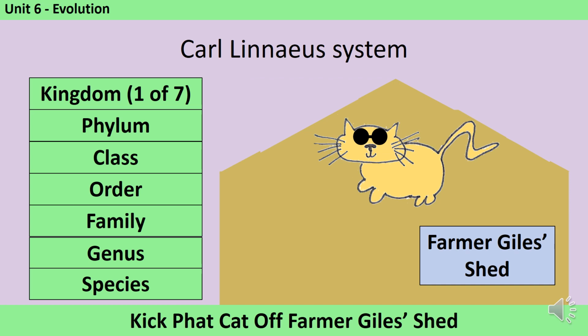You don't need to know exactly which class or order or family humans are in, but you do need to know the 7 layers of the hierarchy in the right order. So kingdom, then phylum, then class, then order, then family, and then genus, then species. You're probably going to want some kind of mnemonic to help you keep these in mind. So I personally use kick fat cat off Farmer Giles' shed. And it's fat with a PH, so that's why he's got his shades on.